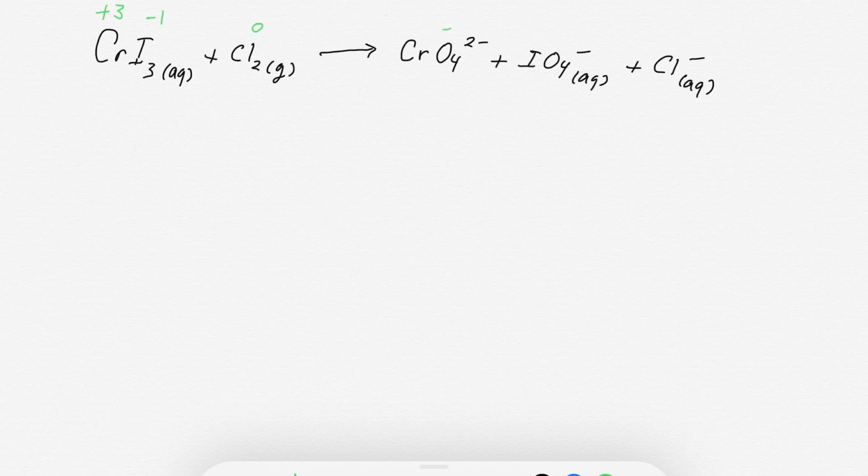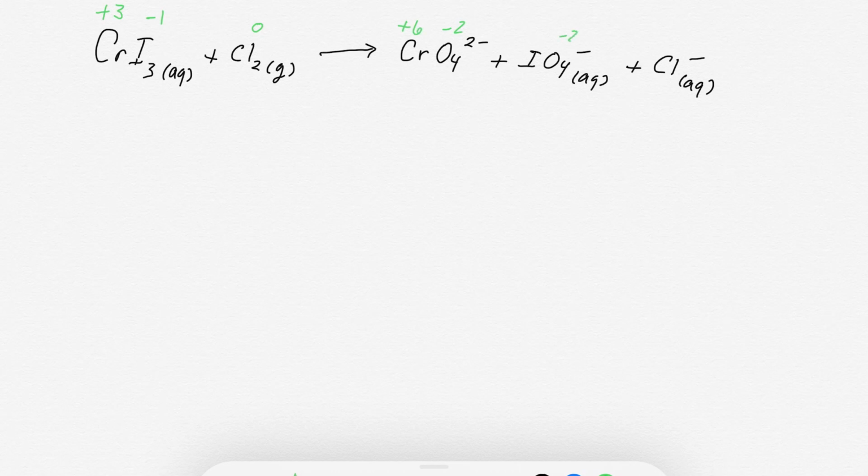Now let's take a look at our chromate. We have oxygen, which is -2. It gets assigned first according to the hierarchy of rules. It's a -2 times 4 of them, which is -8, which means whenever I add chromium to the -8, I better get a -2 back. So if you do the math just right, you should get +6 here.